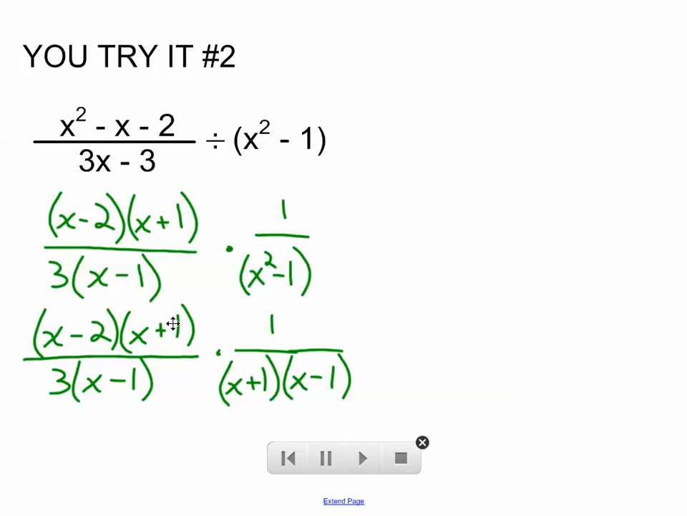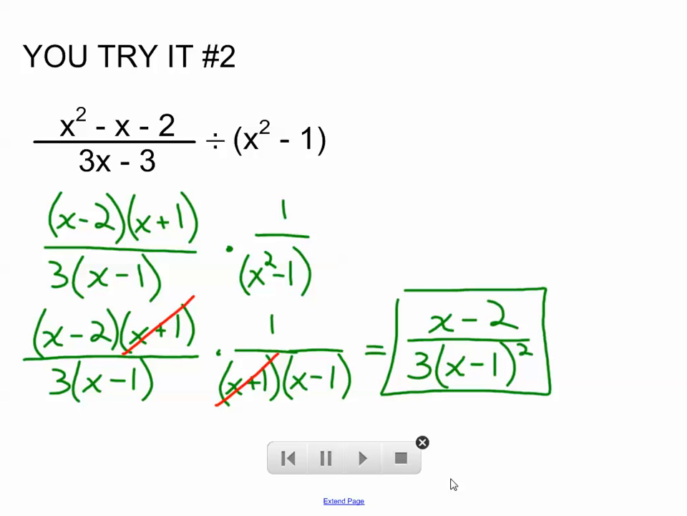And now we can cancel the x plus 1's. That's about all we can do. X minus 2 would be our numerator, and 3 times x minus 1 times x minus 1, or 3 times x minus 1 squared, would be our denominator. Okay. So factor, simplify as much as possible, and then rewrite your answer. We could multiply 3 times x minus 1 squared, but we're not going to. We're just going to leave it like this and call that a simplified answer.